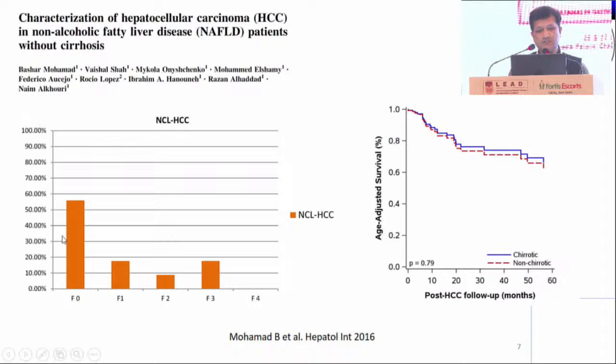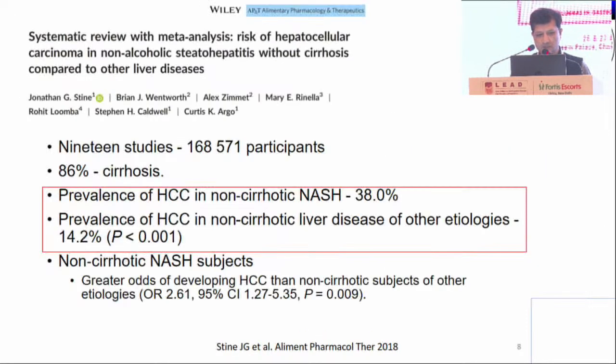But this particular study actually said that it can also happen in F0, which means only fat in the liver and no fibrosis, and still having HCC. The numbers were small, but as I said, in clinical practice we will see more often non-cirrhotic livers with some amount of fibrosis, maybe F2, F3, but not amounting to cirrhosis.